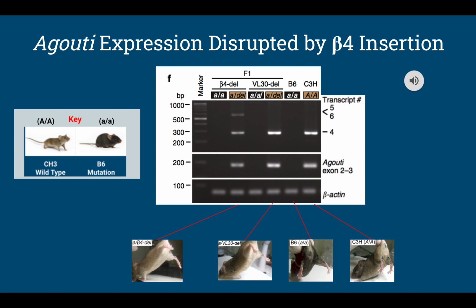So then one step further was to only delete the beta-4 insertion, which is inside of VL30. And when they did that, they saw that that in and of itself was enough to rescue the phenotype too. So that shows that it wasn't just VL30, but it was specifically the beta-4 insertion that caused that black-looking non-agouti phenotype. Because just by deleting beta-4, they could rescue it, even though those mice still had the VL30 insertion.